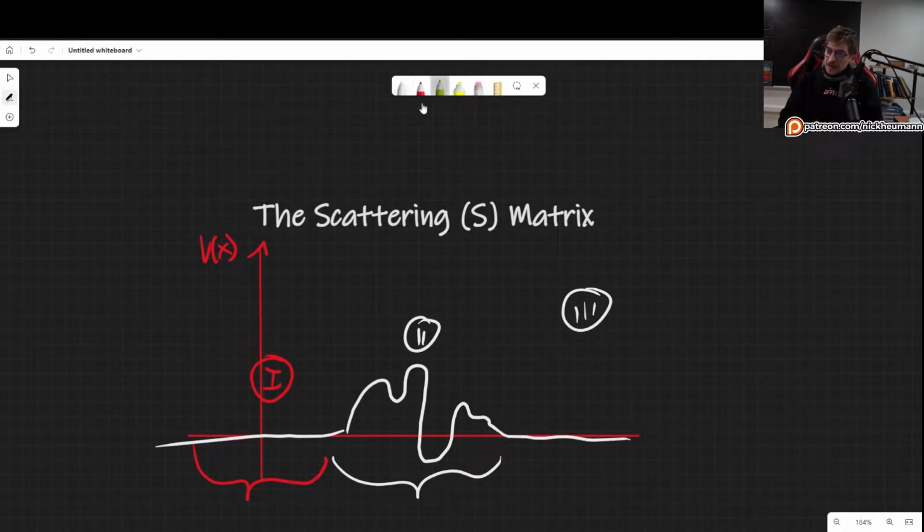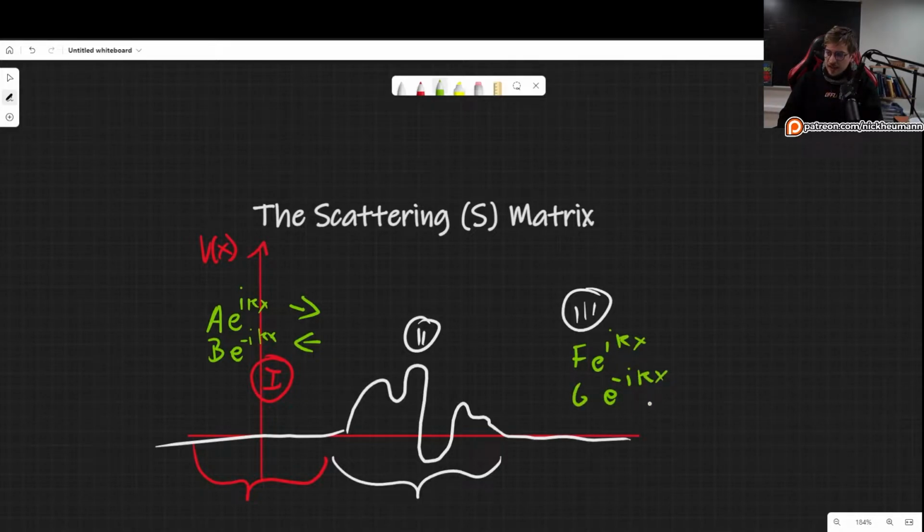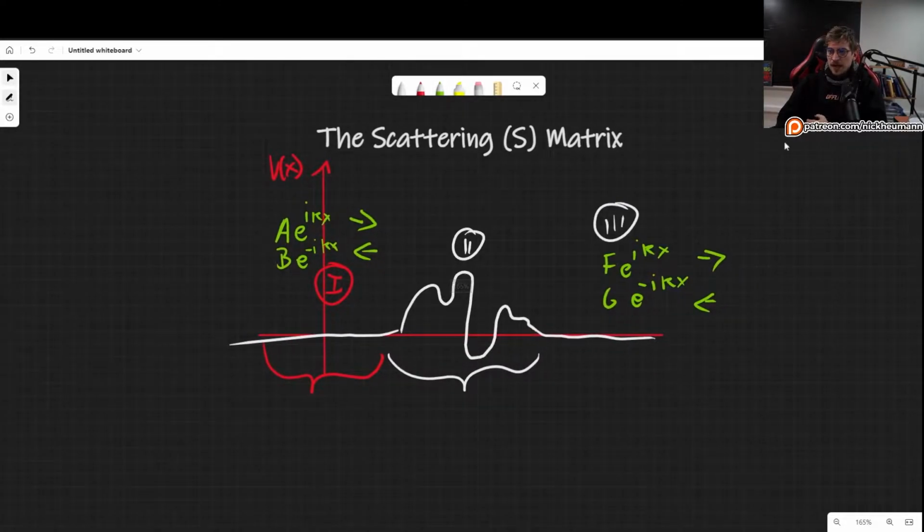So the waves that we could have is, here we could have some incoming wave, A e^(ikx), some reflected wave, B e^(-ikx), this of course traveling to the right, this to the left. And we could also have a wave traveling out, so F e^(ikx), and we could also have a wave coming in, G e^(-ikx). So this is coming in and this is going out. So that is basically everything that could be happening.